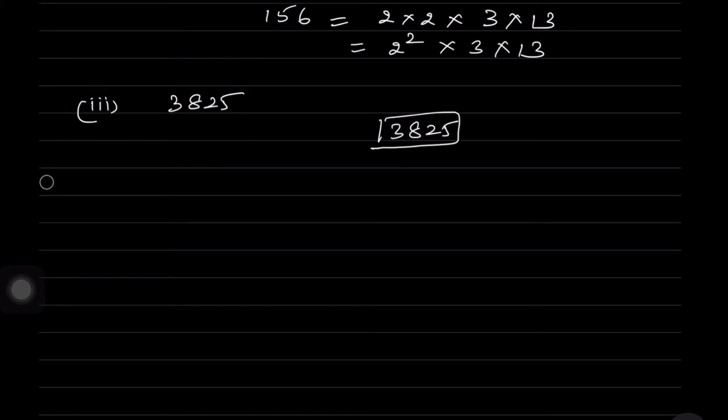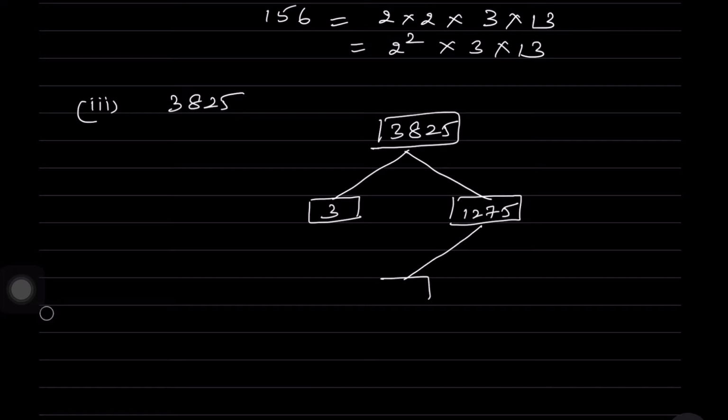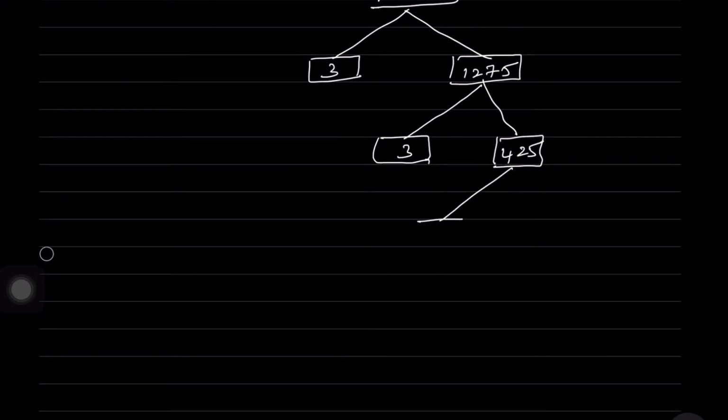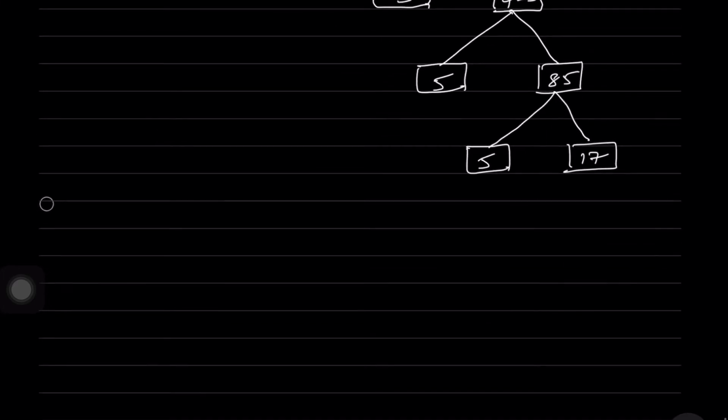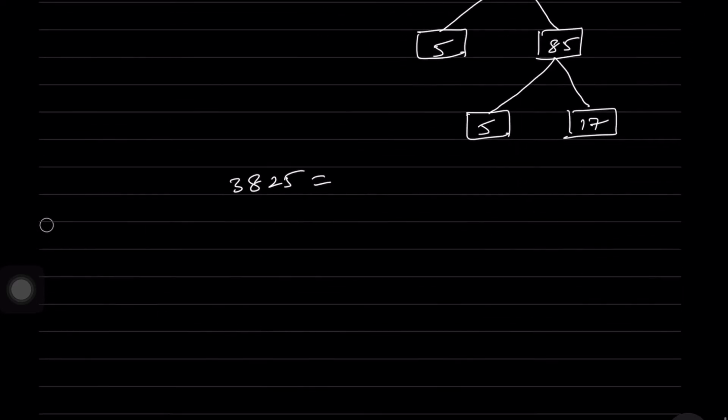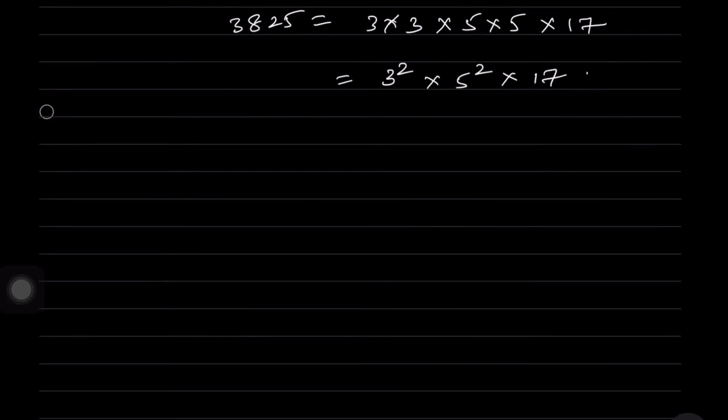We are writing 3825 as a product of prime factors. The first factor is 3 into 1275. Then 1275 can be written as 3 into 425, 425 can be written as 5 into 85, and 85 can be written as 5 into 17. Now 17 is a prime number and cannot be factorized further. So 3825 is equal to 3 into 3 into 5 into 5 into 17, which is 3 square into 5 square into 17.